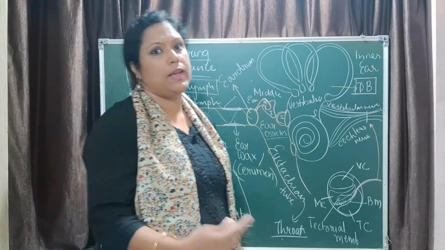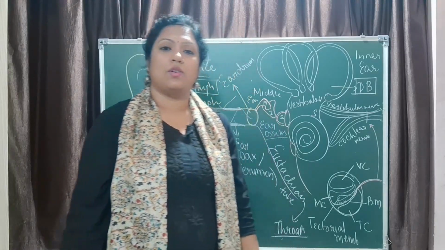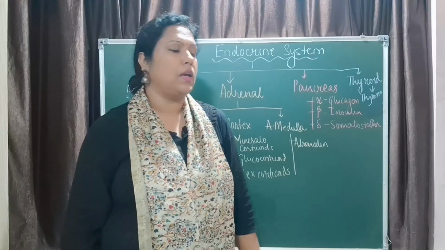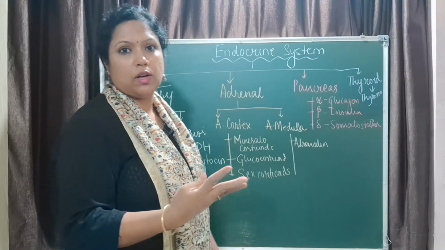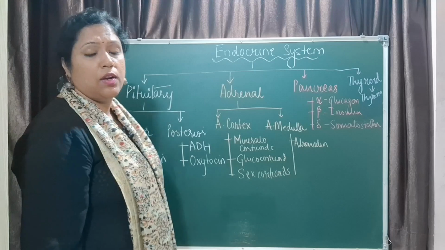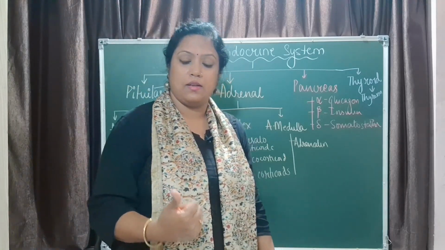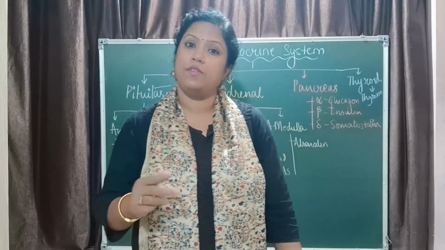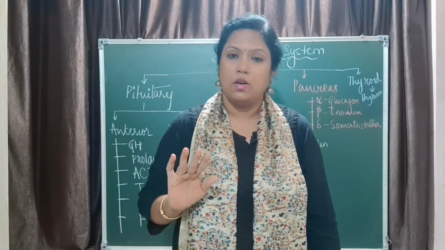Let us move to the next chapter, your endocrine system. In the endocrine system, we have only four glands in our syllabus: the pituitary gland, adrenal gland, pancreas, and thyroid. The location of each gland, the function of each gland, and the hyposecretion and hypersecretion of each gland have to be known.